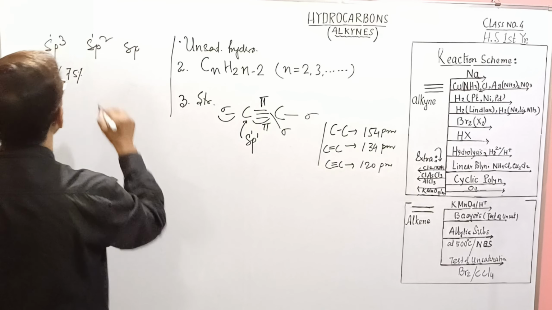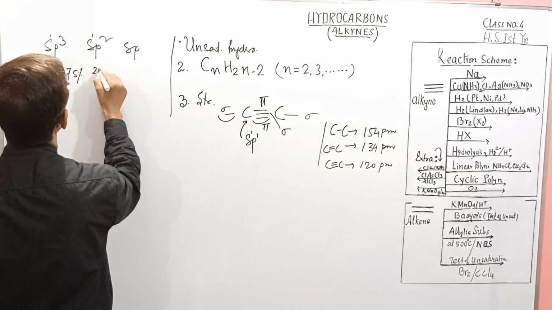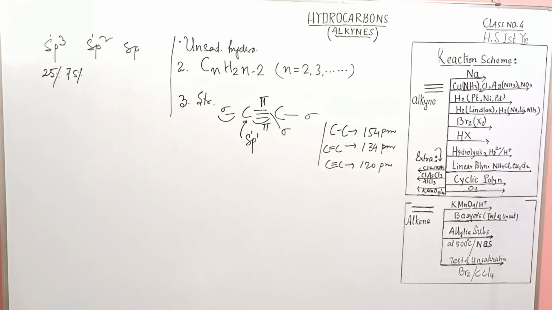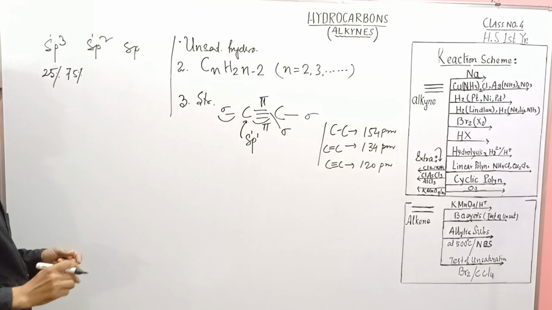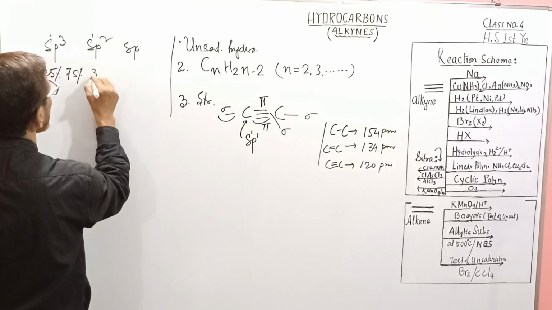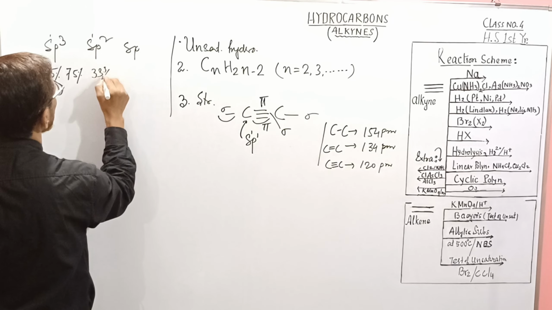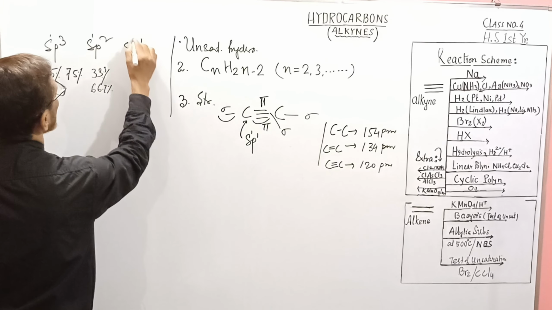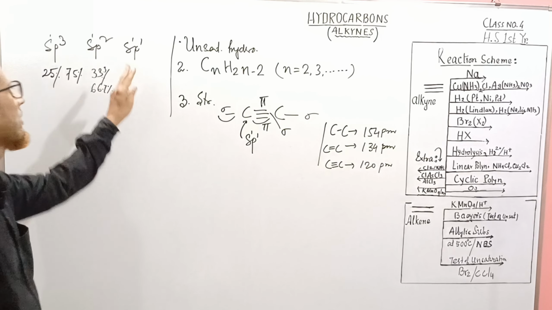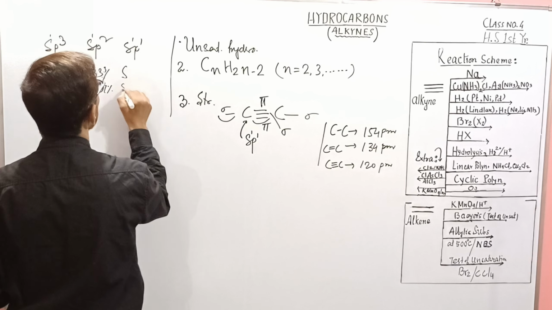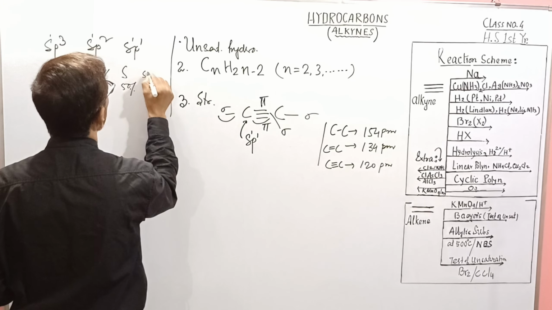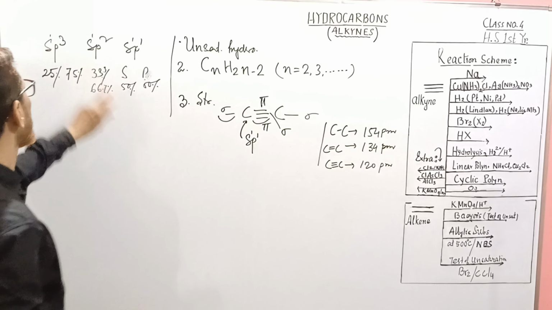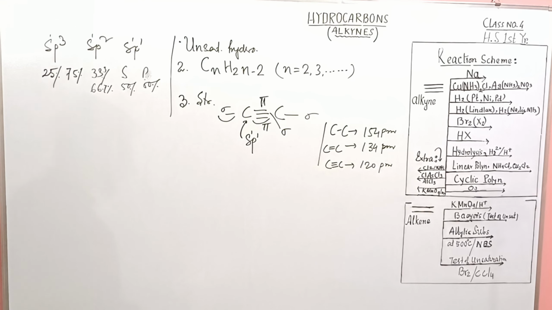And here in sp2, S is 1 part of 3, 100 divided by 3 is equal to 33.3, so S is 33.3, and P is 66.7. In sp, S and P, 1 and 1, 2 parts, 100 divided by 2 equals 50. One part is 50, other part is 50, so S is 50 and P is 50. These are the percentages of S and P character in hybridization.